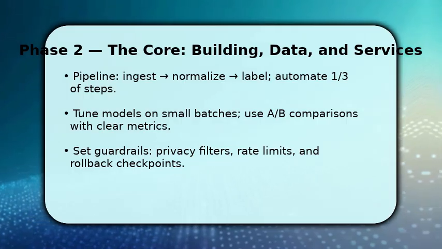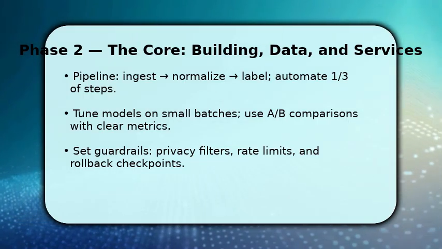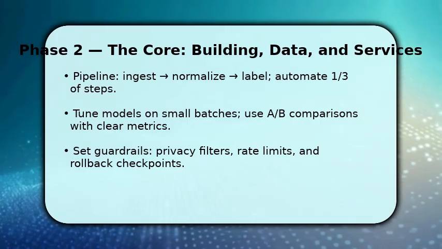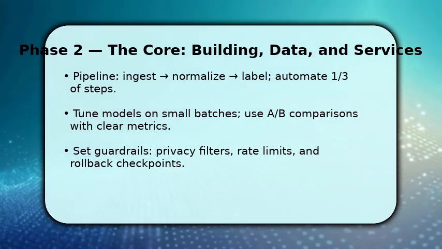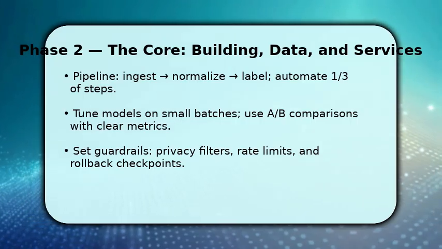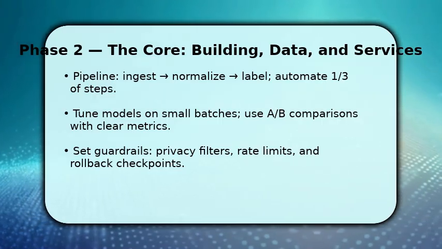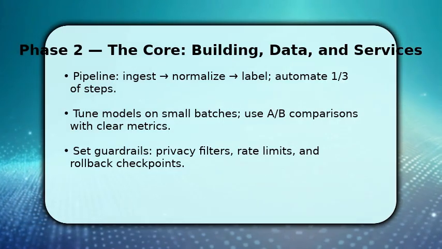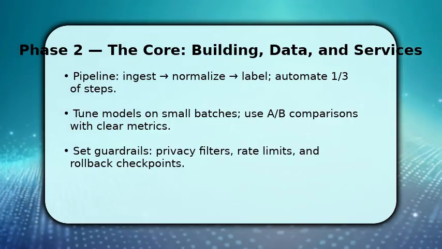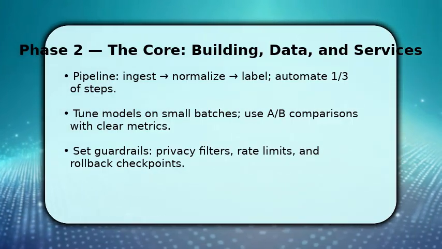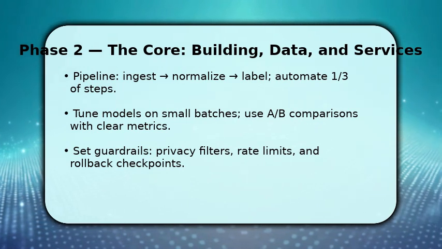Train on small batches to catch errors quickly, and run A/B comparisons with clear metrics like time saved and accuracy. Once done, iterate hyperparameters and prompt templates to align outcomes with your measurable goal. Make sure to add privacy filters, rate limits, and rollback checkpoints so you can stop or revert if behavior drifts or errors appear during scaling.